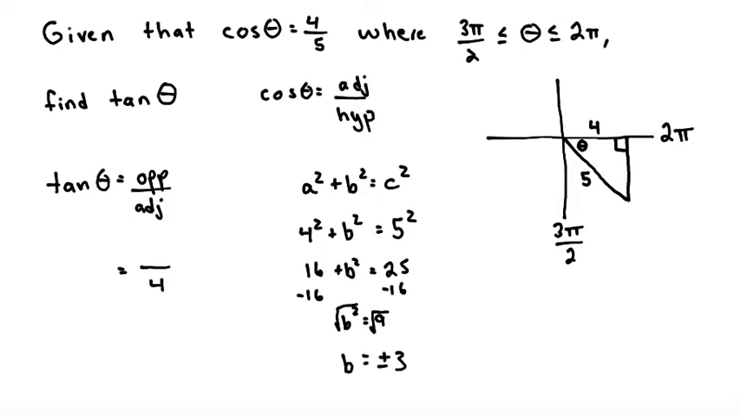So to figure out whether it's positive or negative, let's look at where we are in the quadrants. Since we're going down for y, that means that this length is going to be negative 3. If we were going up, it would be a positive 3. So we can plug in the opposite side as negative 3, and that would be our answer. Tan would be equal to negative 3/4.